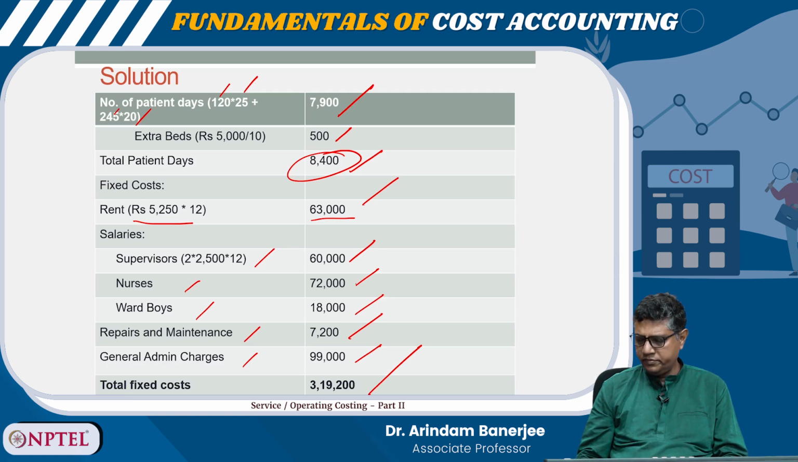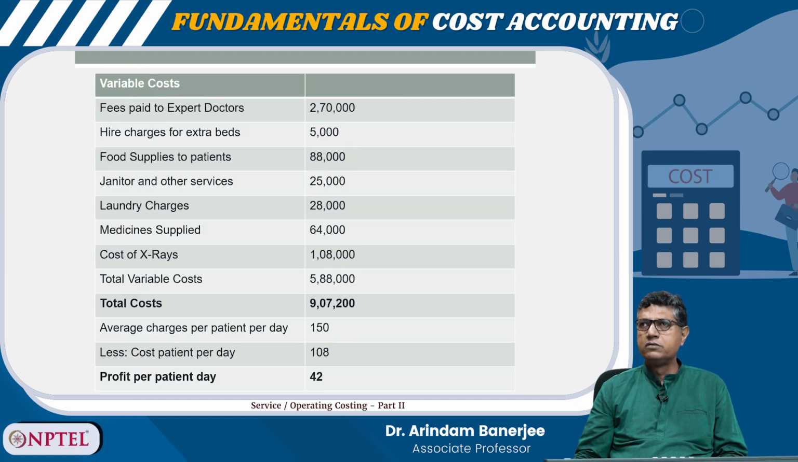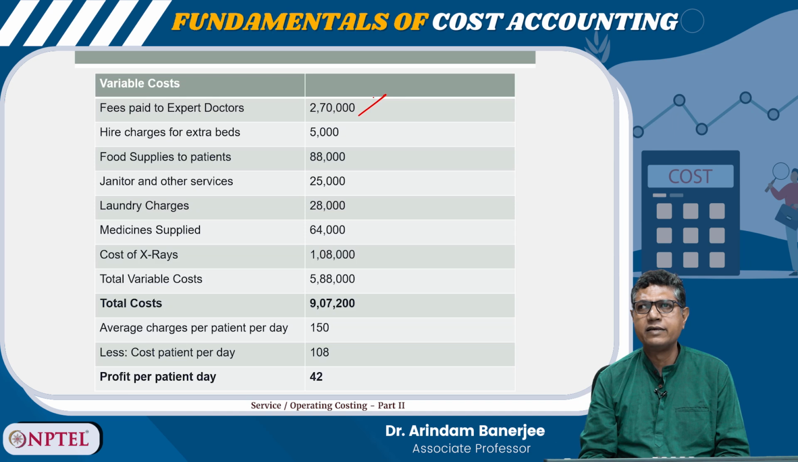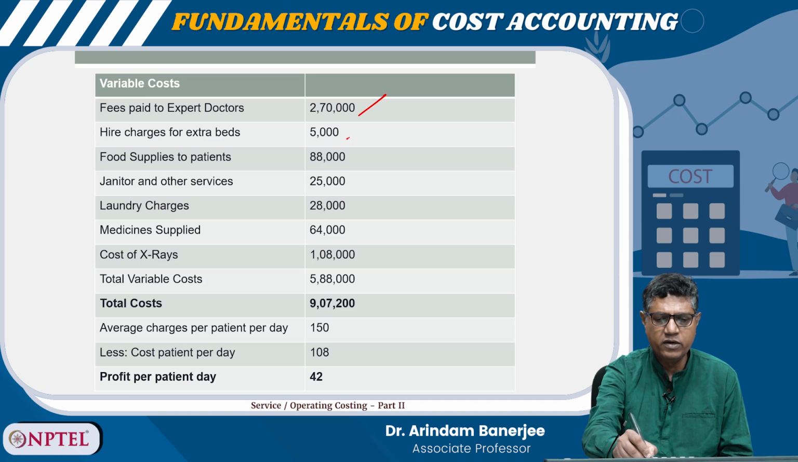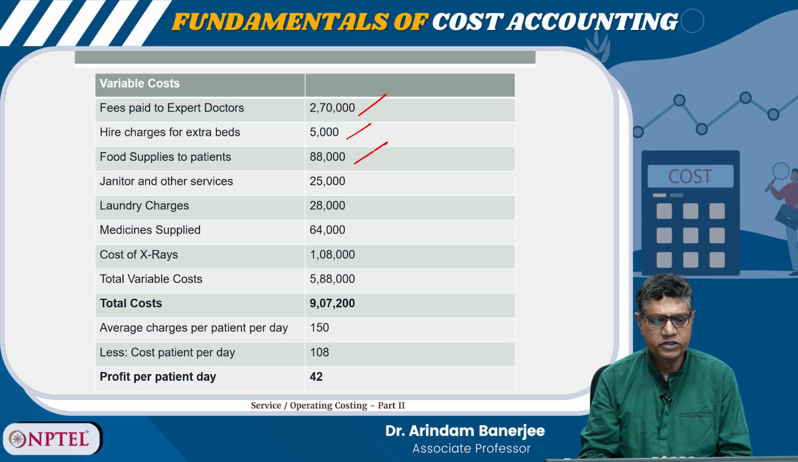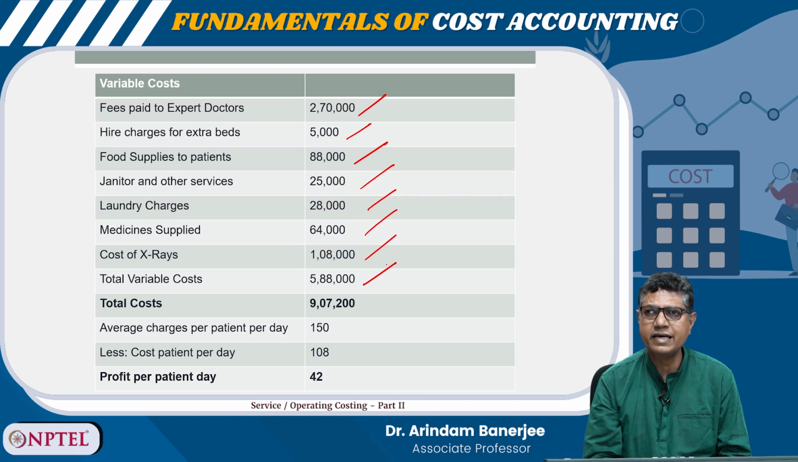So now there are variable costs, right? What are the variable costs? Fees paid to the doctors, 2,70,000. Higher charges for extra beds, 5,000. Food supplies to patients, 88,000. Janitor and other services, 25,000. Laundry charges, 28,000. Medicines supplied, rupees 64,000. Cost of X-rays, 1,08,000. Total variable cost, if you add, it is 5,88,000.